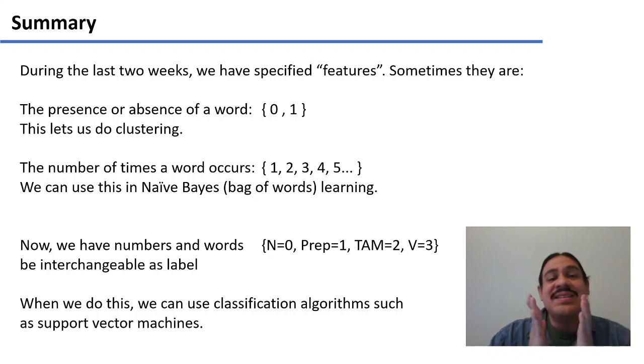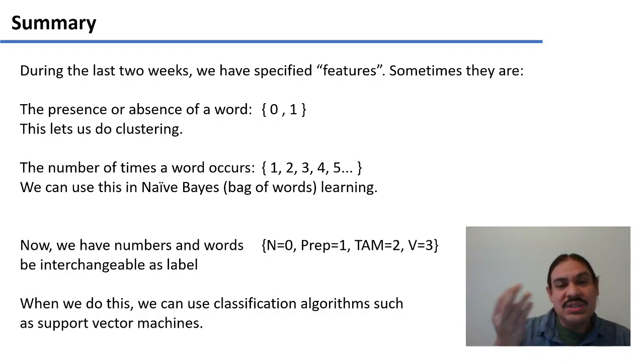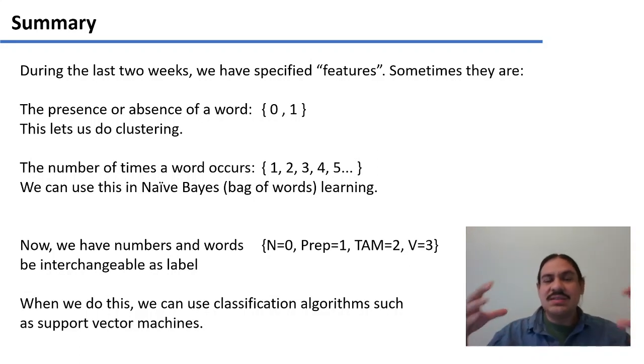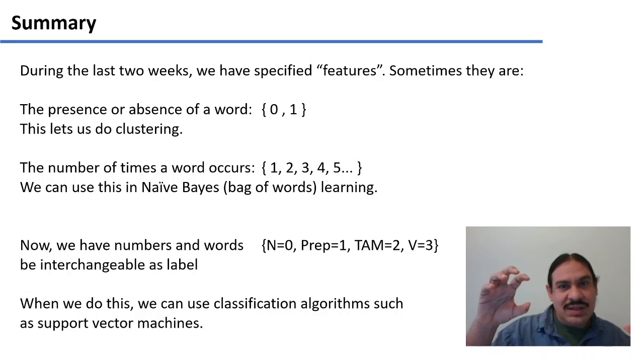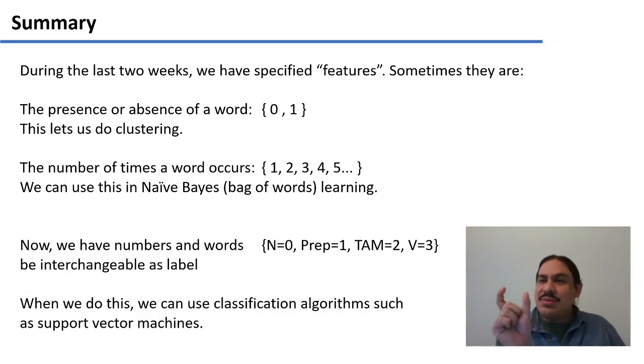As a quick summary again, in the last 2 weeks, we have been specifying features. Some of them are the presence or absence of a word that lets us do things like clustering. We have features for the number of times we see a word. We use naive Bayes approaches to take the counts of words to then learn from this and be able to predict probabilities, like how often would such a word be associated to such a label. And now we are taking words themselves and making them interchangeable with numbers so that we can use classification algorithms, like support vector machines. This is what we're going to do this week.